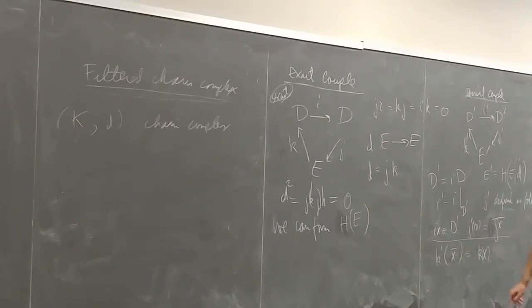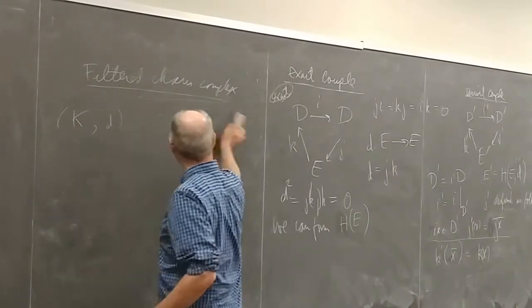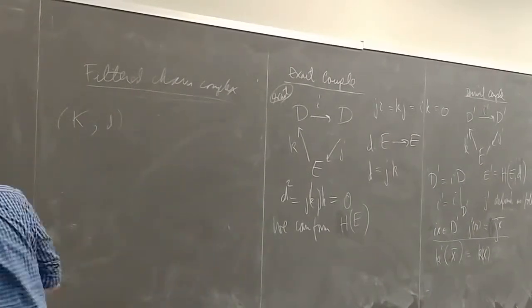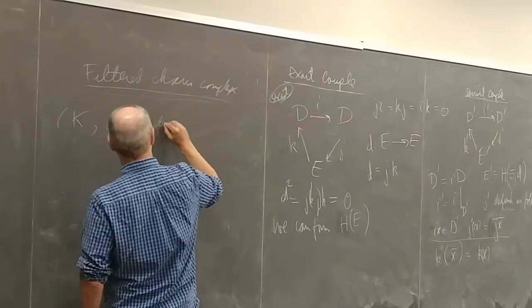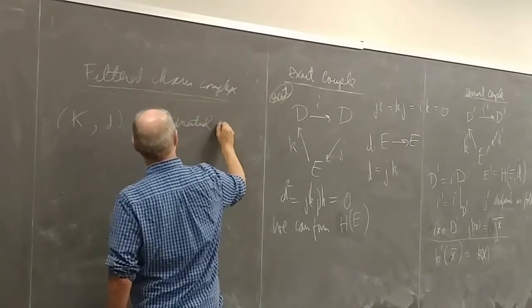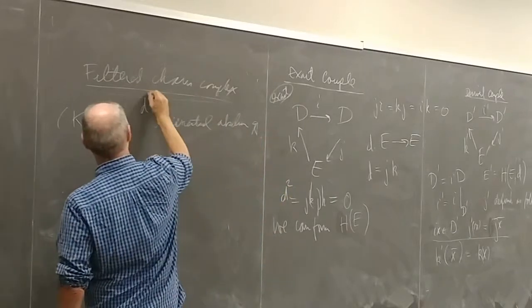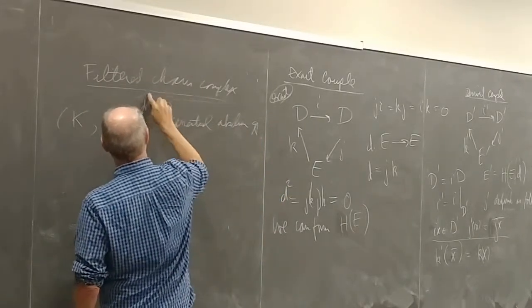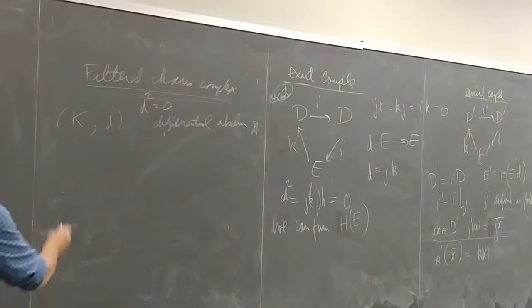So K is, actually wait, let me, in fact, without a grading, we don't normally call this a chain complex. We just call this a differential abelian group. So it's just an abelian group with an endomorphism like so. All right, and then you can take homology of that.